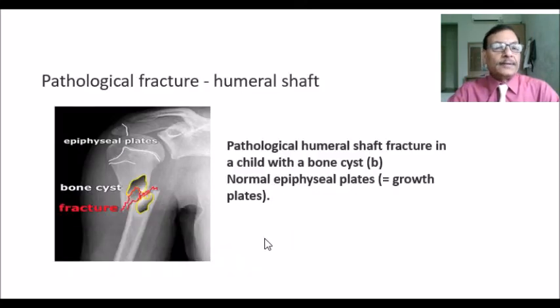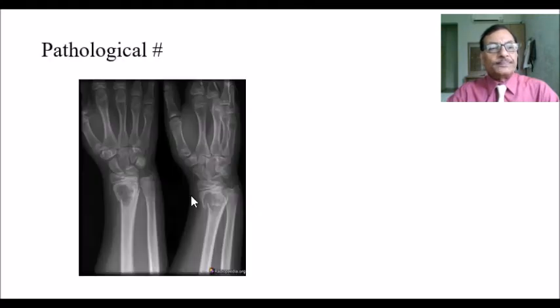And then in certain cases where the bone has become weakened by some pathology, even a trivial trauma can fracture it. So it is a case of a child where there is a bone cyst and the fracture has occurred with a trivial force. The pathological fracture again, cyst present there.